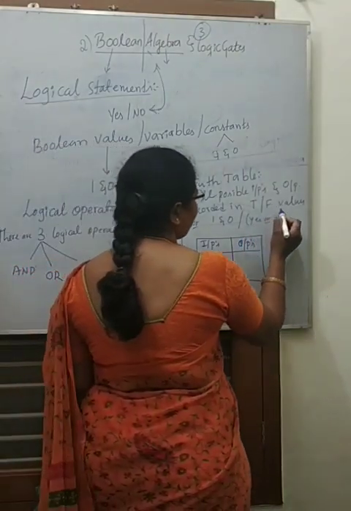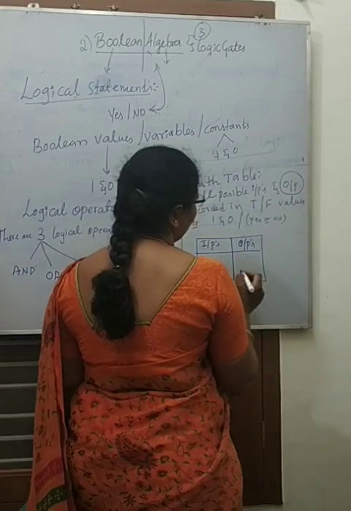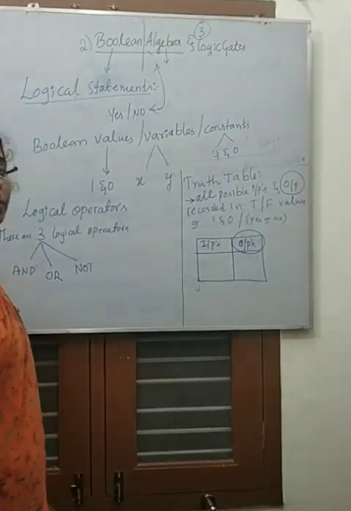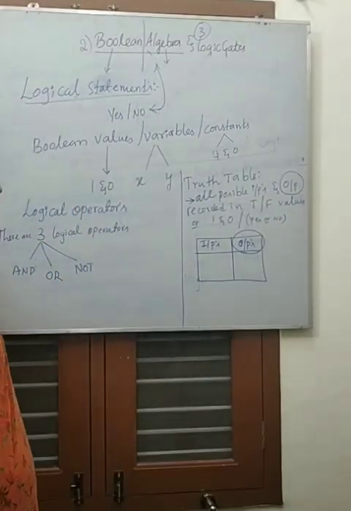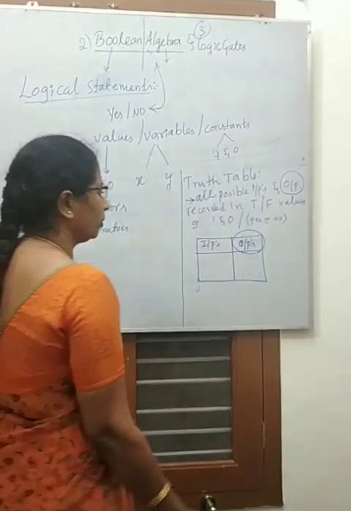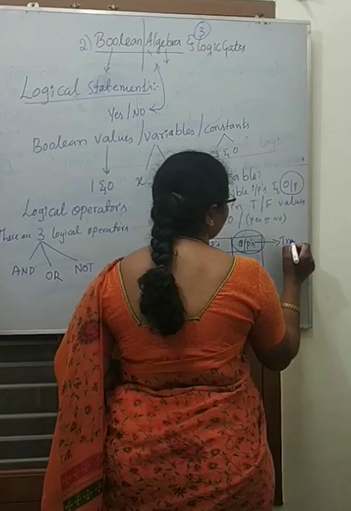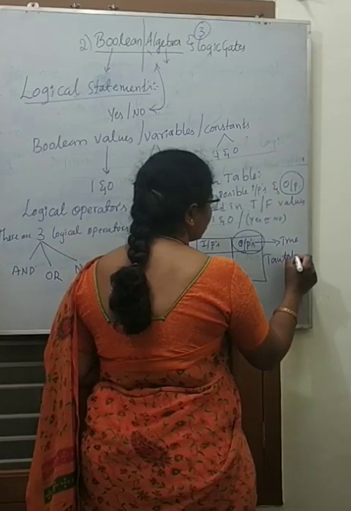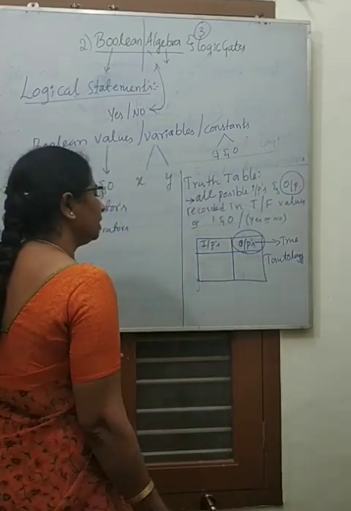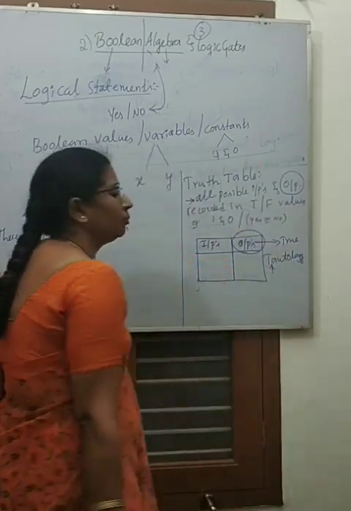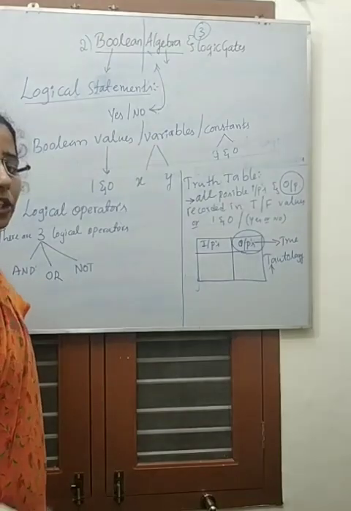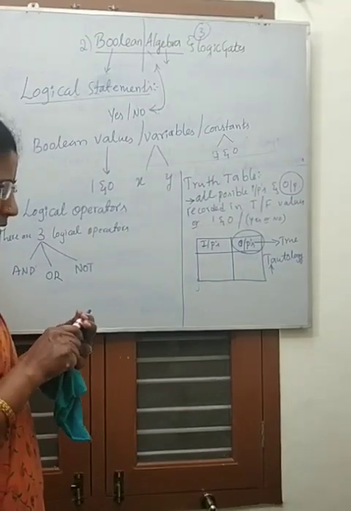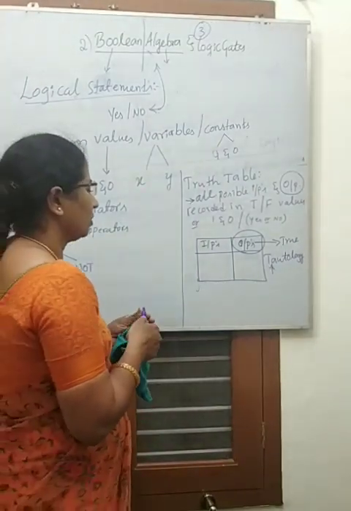The result of the truth table: if the output of the logical statement is always true, it is called tautology. What do you mean by tautology? The result of the Boolean expression is always true. The result of the Boolean expression being always true is called tautology.